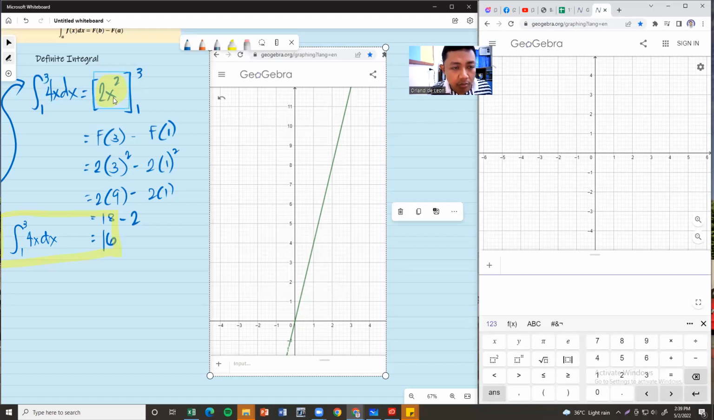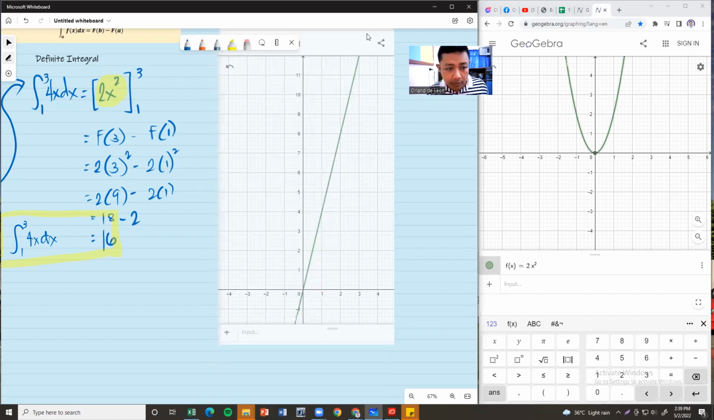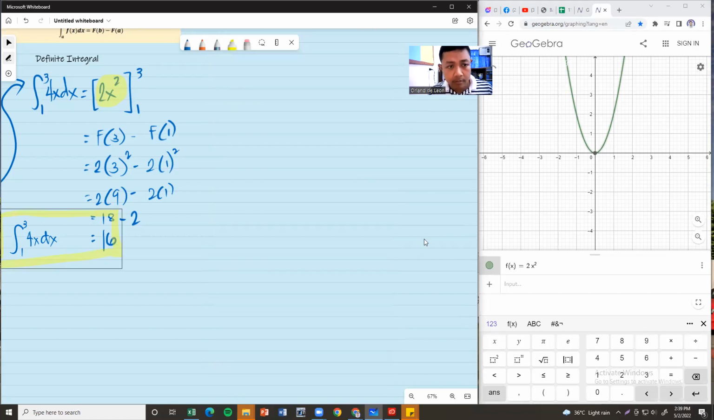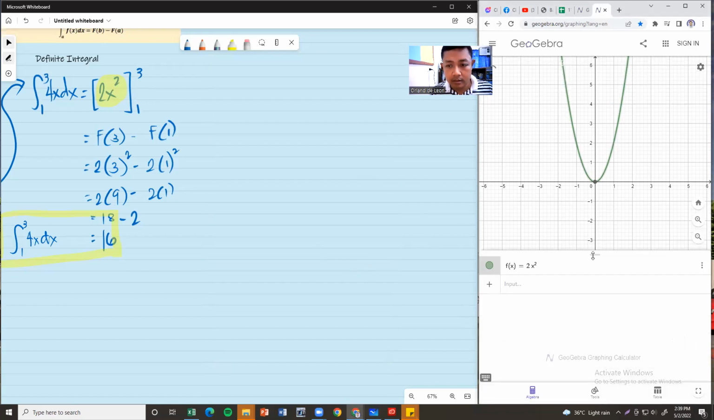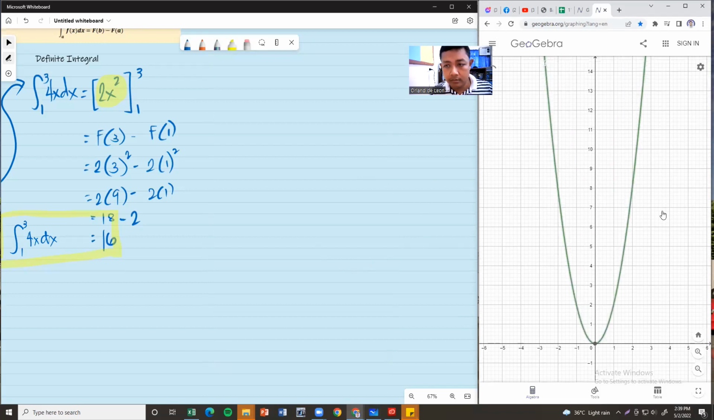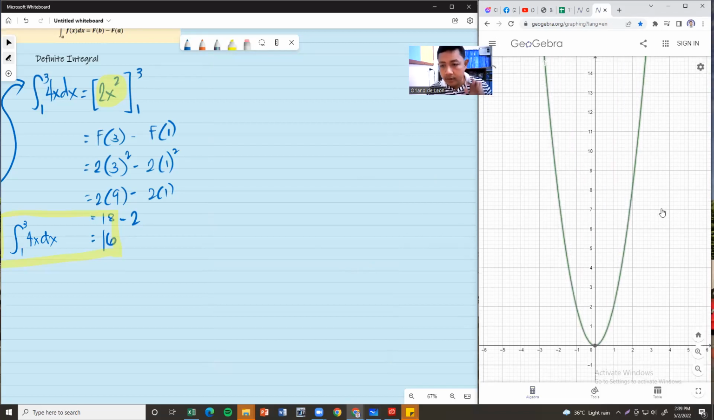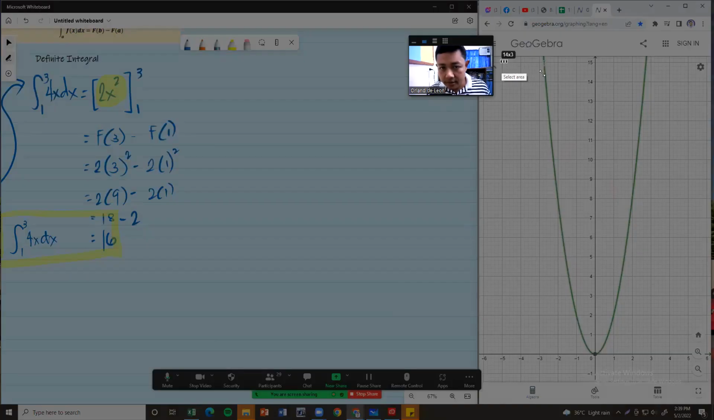The given function is 2x squared. So just type here f of x equals 2x squared. Sorry. Where is it? I know, for the given is 2x squared. Oh, it's not this. It's 4x. So this is it. Let's have a screenshot of this.